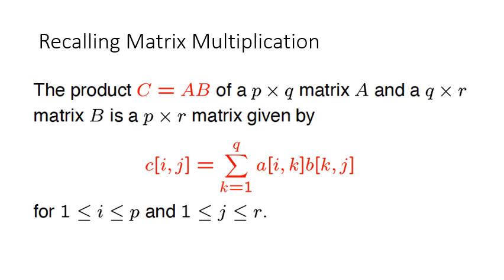Recall the process of matrix multiplication. In order to multiply two matrices, the number of columns in the first matrix should be equal to the number of rows in the second matrix. Suppose we have two matrices here. The matrix A is of dimension P by Q and matrix B is of dimension Q by R. So when we multiply these two matrices, the resultant matrix C would be of dimension P by R, and the entries in matrix C would be calculated by using this identity.